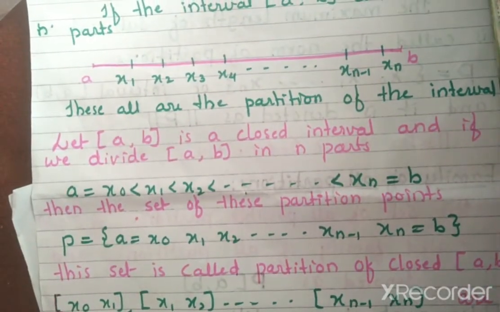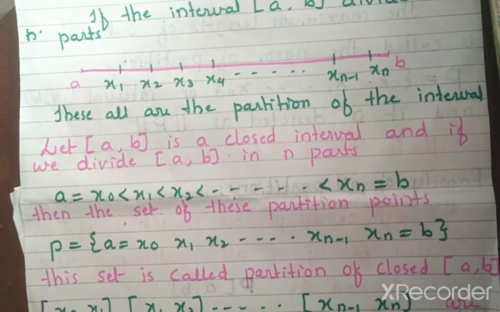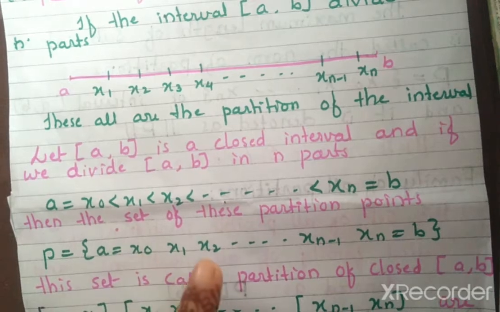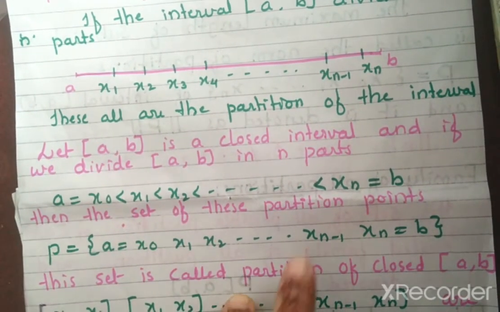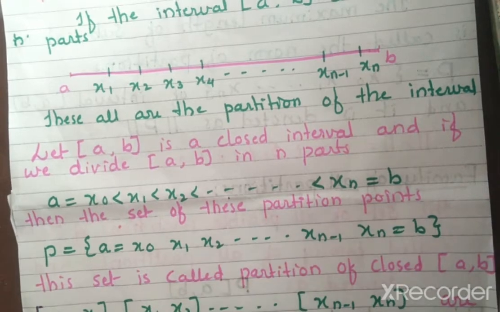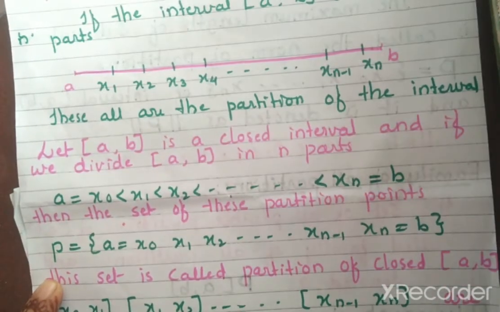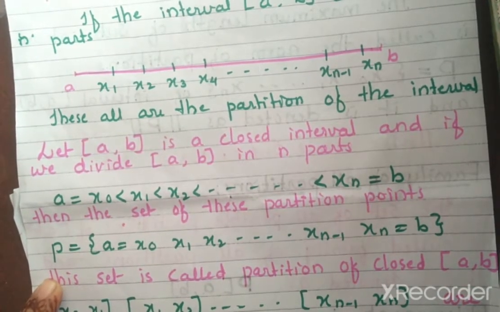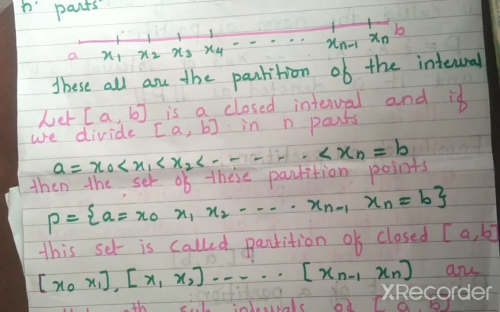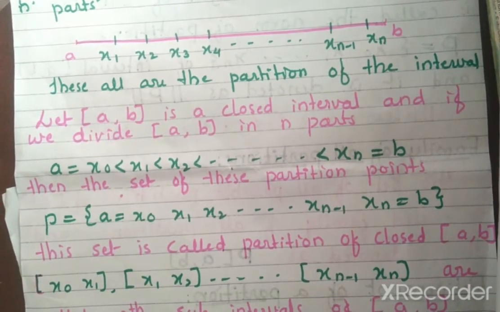Let AB be a closed interval and if we divide AB in n parts, it means A equals x0 is less than x1, x1 is less than x2, and so on, and lastly xn minus 1 is less than xn equals B. Then the set of these partition points is represented as P. P is equal to the set from A till, lastly, B. So this set is called the partition of a closed interval AB.